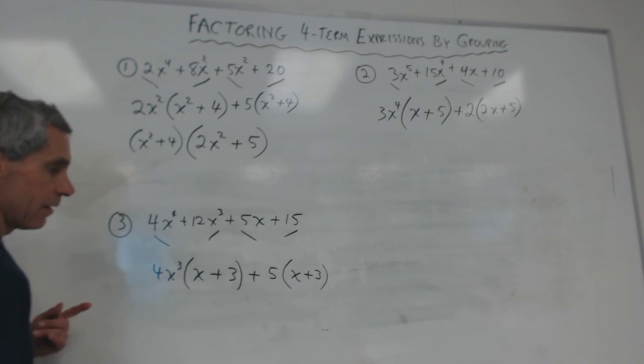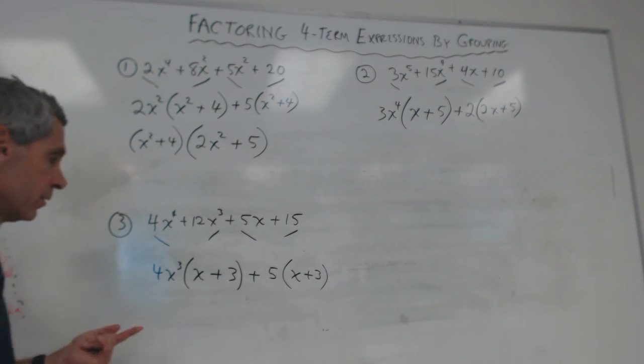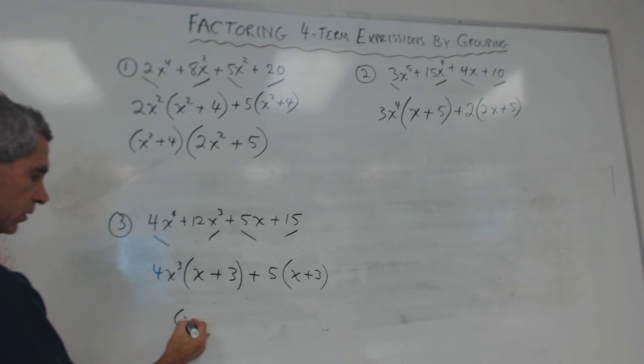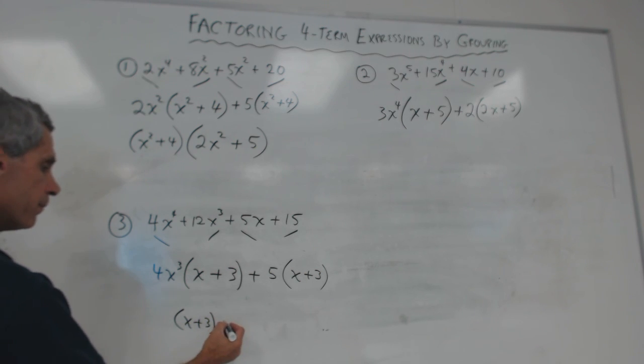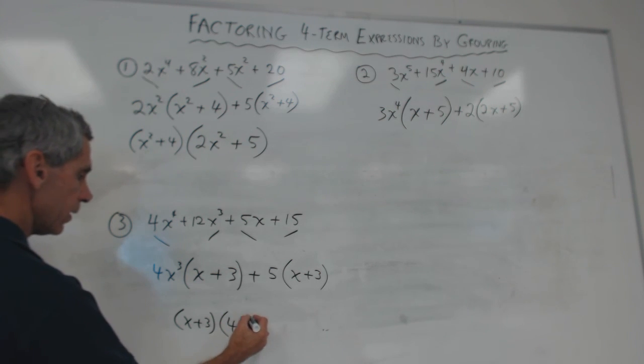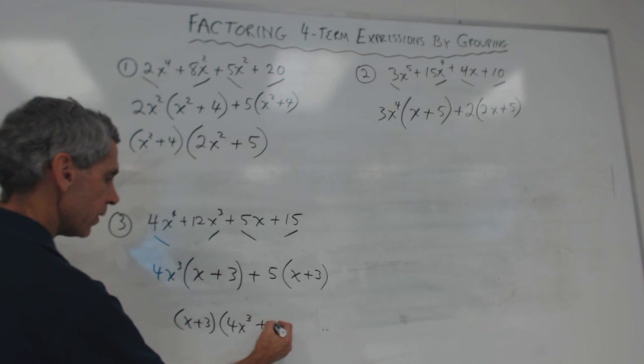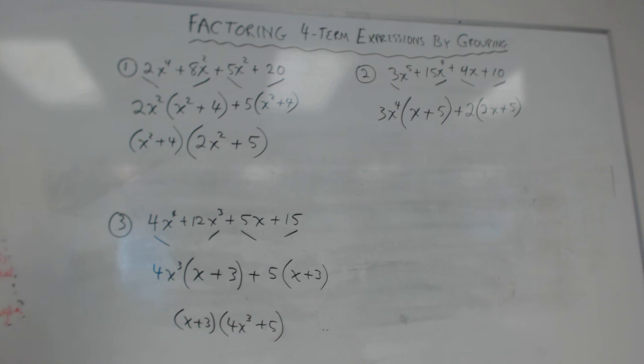Oh my gosh, now I have blobs that match, right? So I can factor out my blob, x plus 3, parentheses, 4x cubed plus 5. And that's your answer. Is that it? That's it. They're pretty easy. They're pretty straightforward.